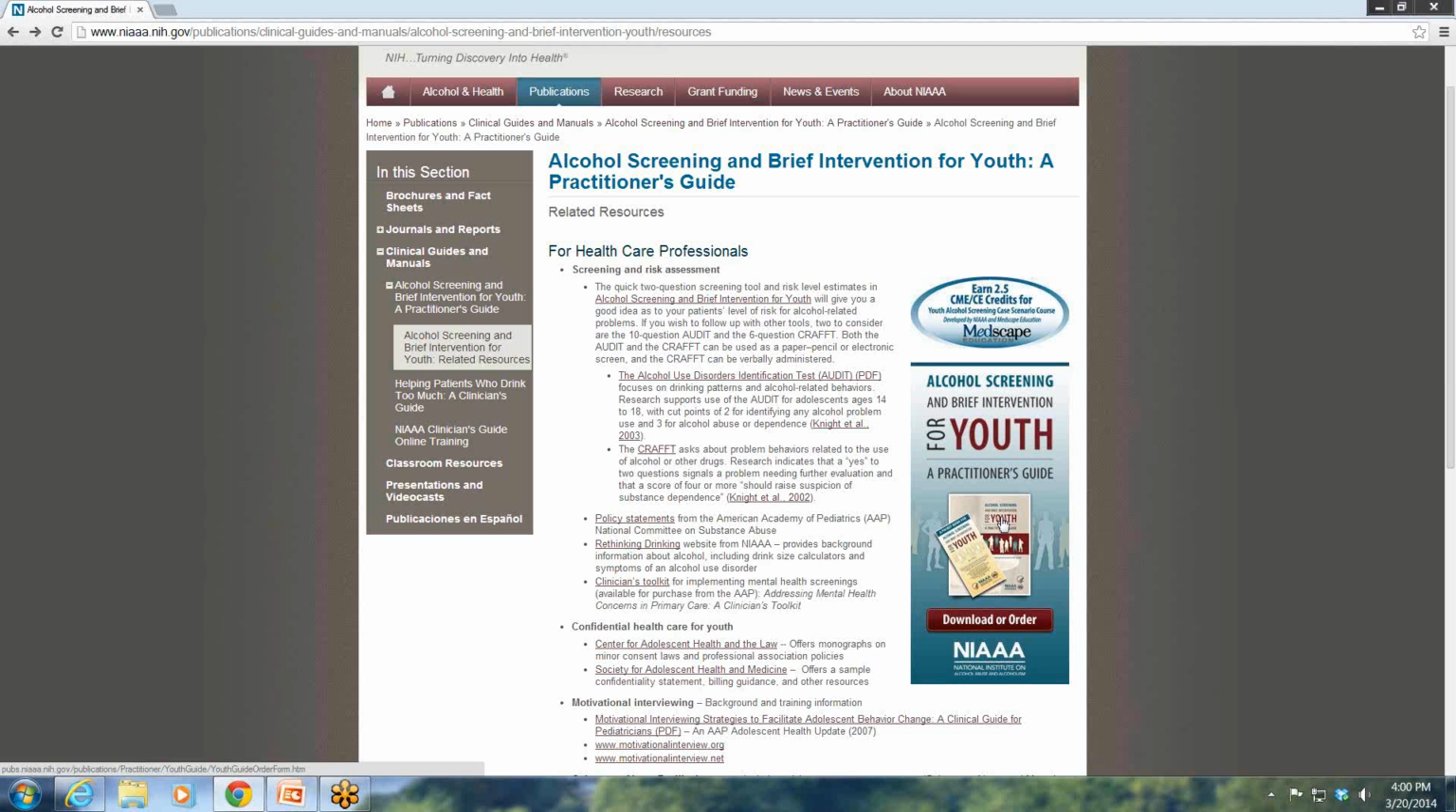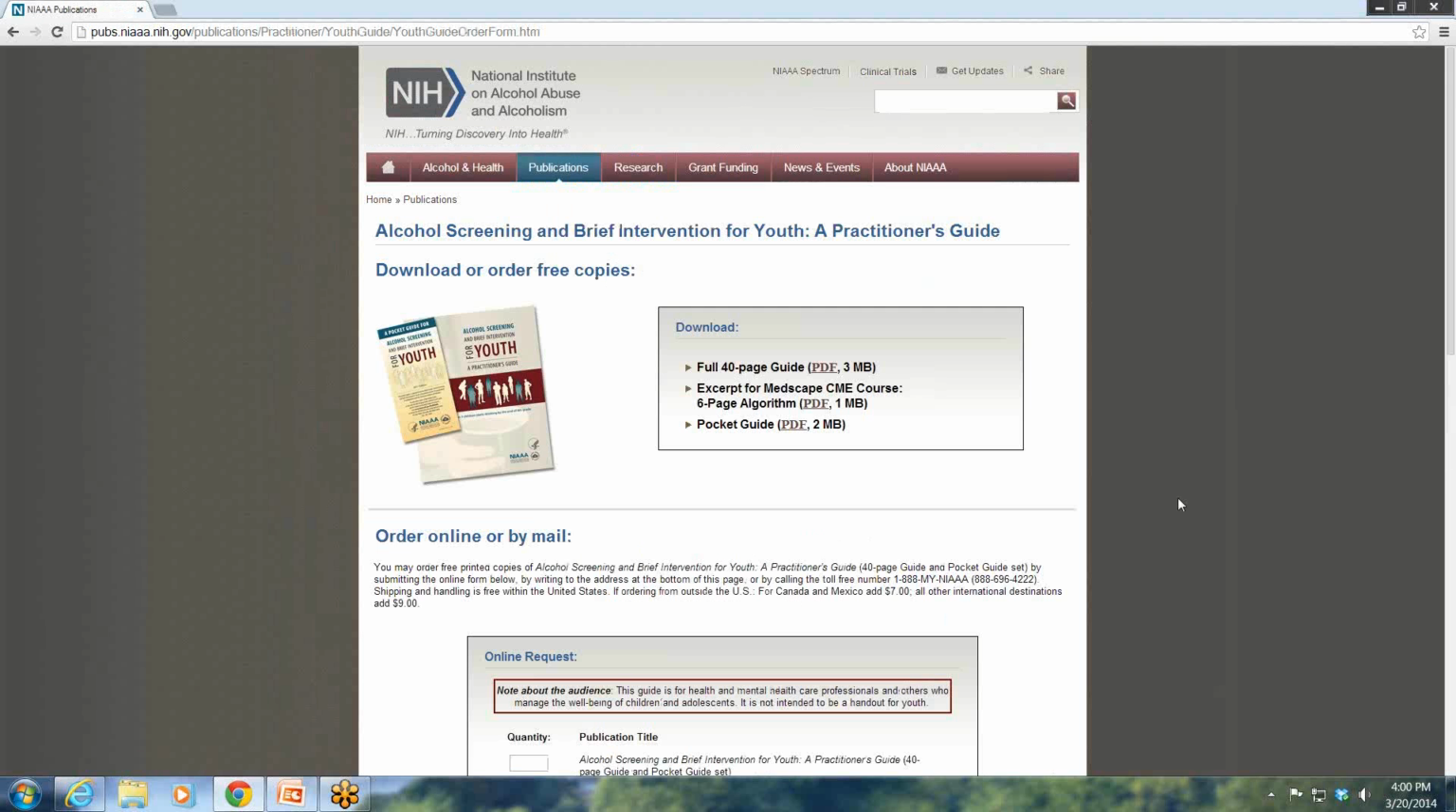The first thing I want to show you is how to order the guide. You can order copies of the Alcohol Screening and Brief Intervention for Youth guide from the NIAAA at no charge. There's no charge for this brochure. Notice it's actually two brochures. The first is a larger booklet, and then there's a small pocket-sized booklet that goes with it.